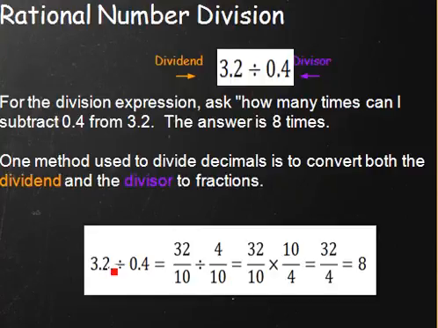So I have 3 2/10, or 32/10, divided by 4/10. In order to divide, I can multiply by the reciprocal of my divisor. Therefore, I have 32/10 times 10/4, which gives me 32 divided by 4, or 8. Again, we ask ourselves, how many times can I repeatedly subtract 0.4 from 3.2?